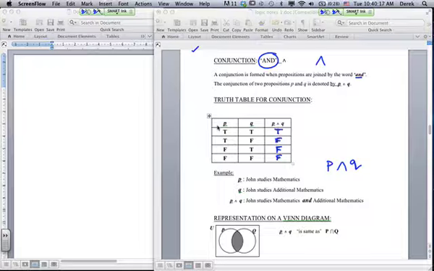So here we have the intersection, which is denoted by that symbol over there. So this corresponds to that. It's the intersection between two. It's this shaded area over here that would be the conjunction, the "and" part.